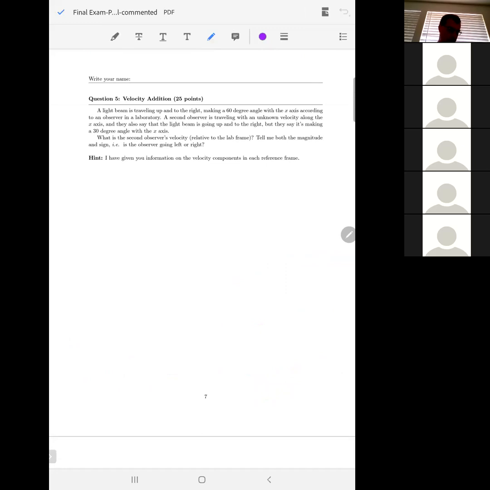All right, so we're told in problem 5 that we got a light beam going up and to the right, makes a 60-degree angle with the x-axis according to an observer in the lab. So in the lab frame, this is what we've got. Second observer is going along the x-axis. And they also see the light going to the right. So this is in the home frame.